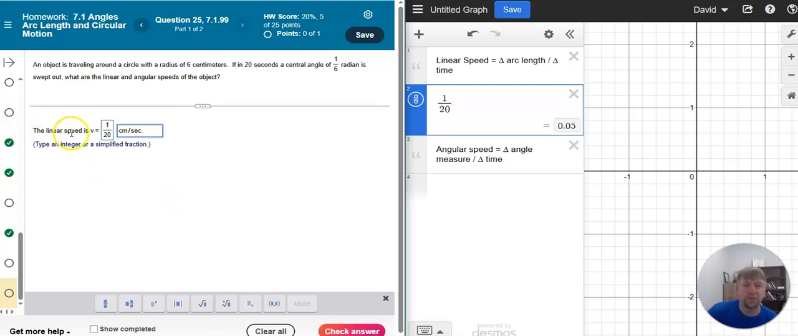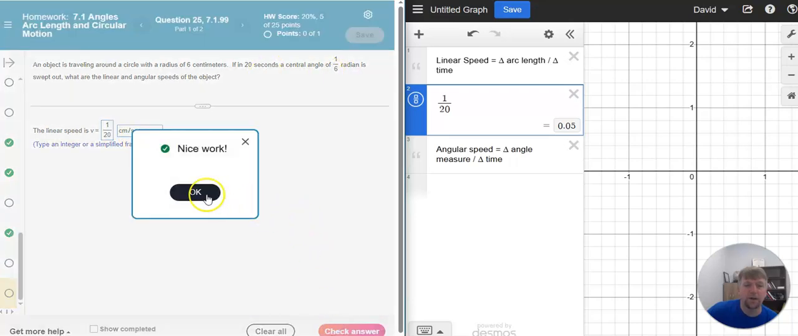Again, it's linear speed. So the linear speed is arc length, which is going to have the same units as your radius, divided by time. The time here was seconds. So that's how we know that unit.